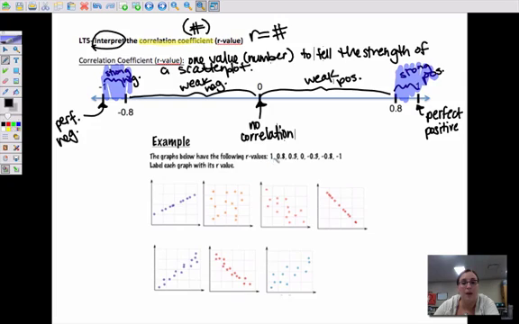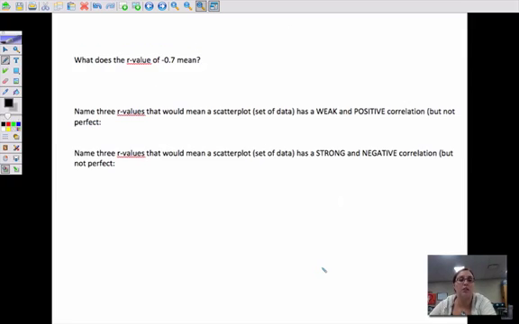So a +1 would be for this first one because that's a perfect positive. A 0.8 would be for this one here. That's a strong positive. 0.3 would be here. That'd be a weak positive. A 0 would be here. That'd be no correlation. A -0.3 would be here. That's a weak negative. A -0.8 would go here. That's a strong negative. And then -1 goes here. That's a perfect negative.